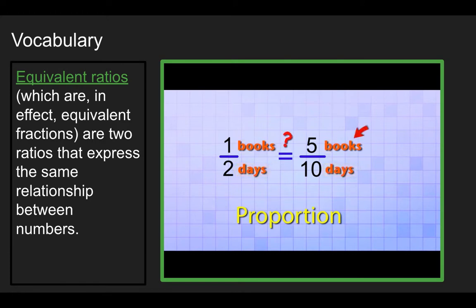But what if we change the top unit of the second ratio to be pizzas instead of books? 5 pizzas in 10 days is not equivalent to 1 book in 2 days. So even though the numbers are still the same, this is no longer a proportion. Or what if we keep the same units and just switch them in the second ratio so that the days are on top and books are on the bottom? Are they still equivalent? Nope. This is not a proportion anymore either. 5 days per 10 books is not equivalent to 1 book per 2 days. So the units have to be exactly the same for both ratios to form a proportion.